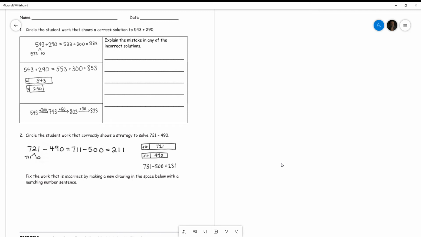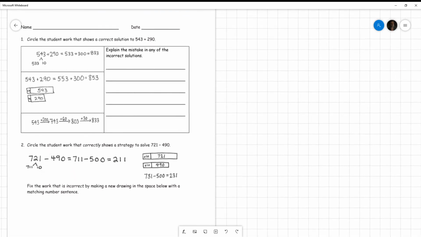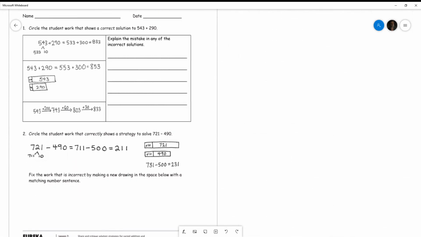Today is lesson 7, yep, lesson 7 problem set. This is for week 2. And number 1 says, circle the student work that shows a correct solution to 543 plus 290. So I wanted to talk about this right here.